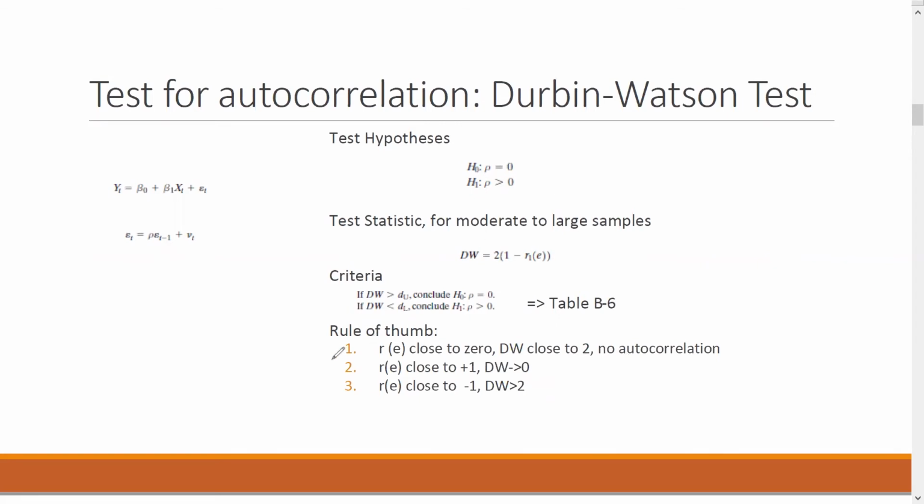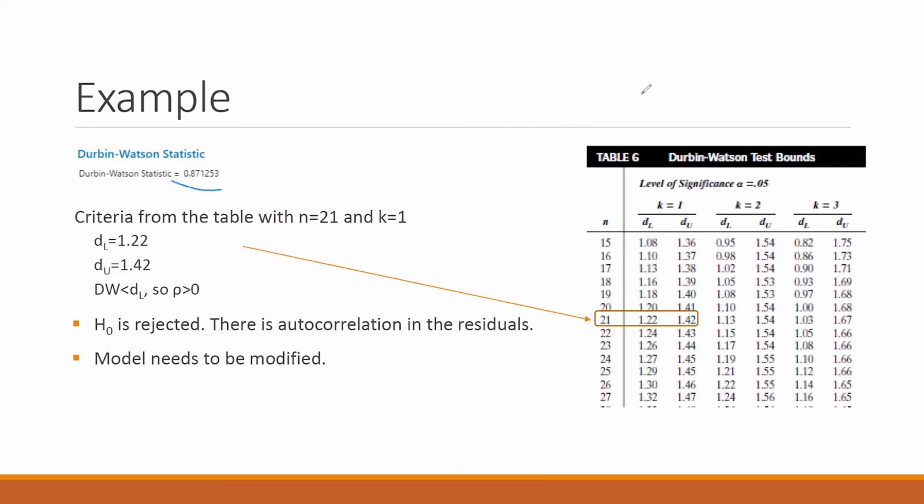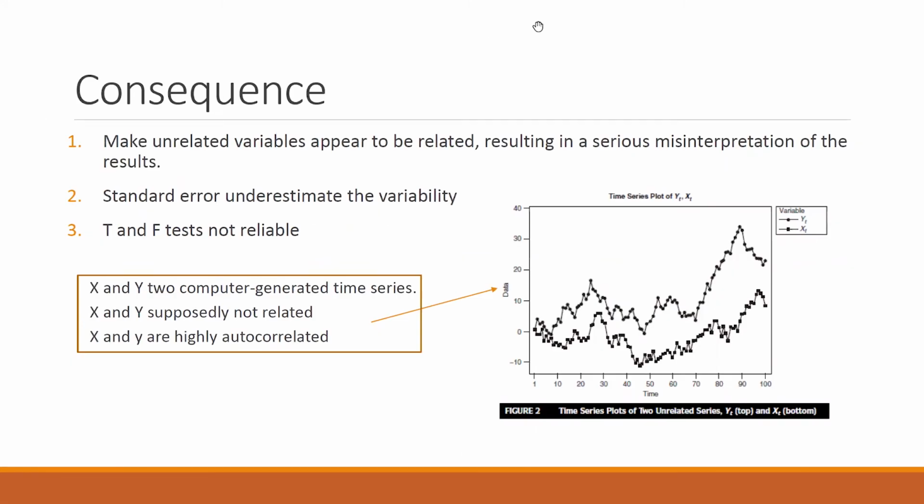Recall that the rule of thumb for the DW test is that we reject the null hypothesis when DW is close to 0 or DW is greater than 2. We got 0.87. Intuitively, I wouldn't say that is close to 2. I would rather say it's closer to 0. So my impression so far is there is serial correlation, there's autocorrelation in the regression, and that means we have the consequences of three things. Number one, X and Y may not be correlated, but they will appear to be correlated. The standard error is underestimated, and the T and F tests will not be reliable.